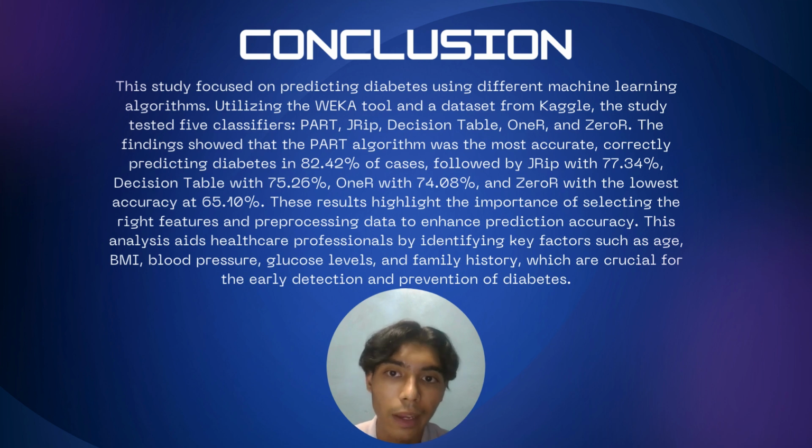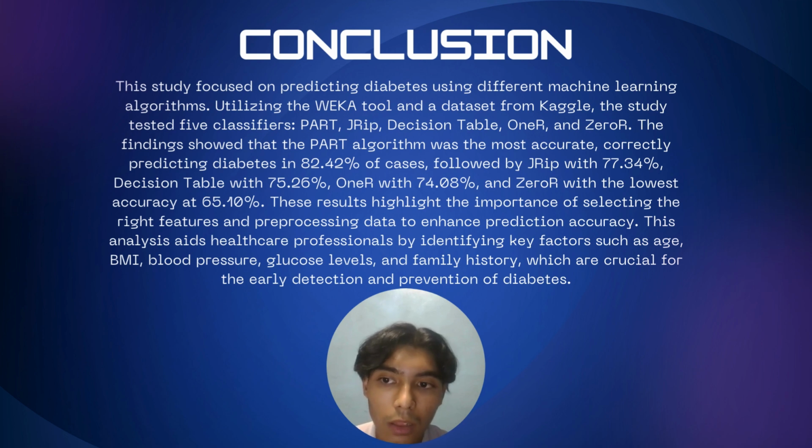These results highlight the importance of selecting the right features and pre-processing data to enhance prediction accuracy. This analysis aids healthcare professionals by identifying key factors such as age, BMI, blood pressure, glucose level, and family history, which are crucial for the early detection and prevention of diabetes.